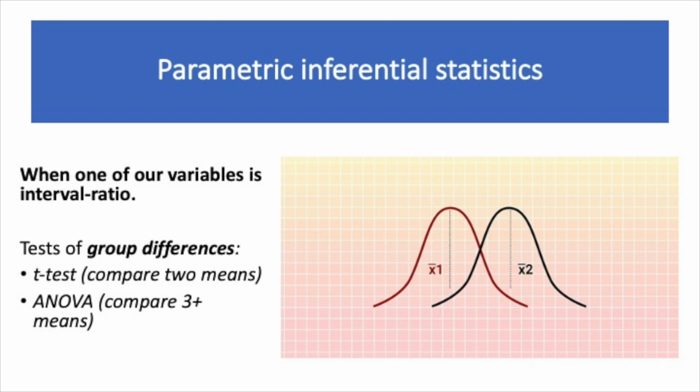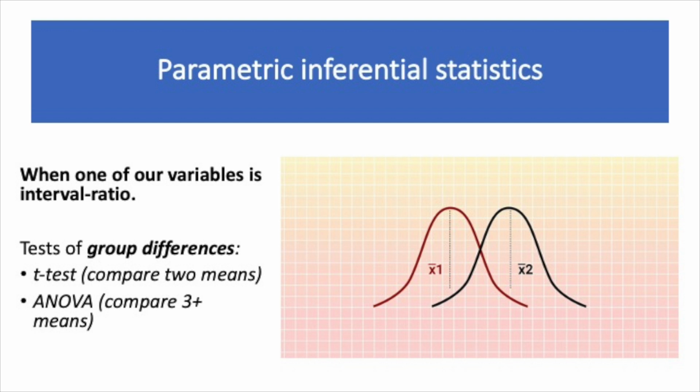An ANOVA we're going to use when we have an interval ratio dependent variable and a nominal or ordinal independent variable that has three or more categories. For example, maybe we're going to look at racial and ethnic differences in household income. And so we're comparing across race and ethnicity income to see if the means in income across racial and ethnic groups are statistically significantly different. Okay? So that's what ANOVA is going to be doing for us. It's comparing three or more means, whereas a t-test is comparing two.